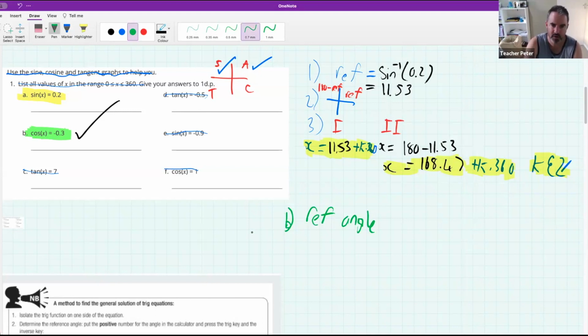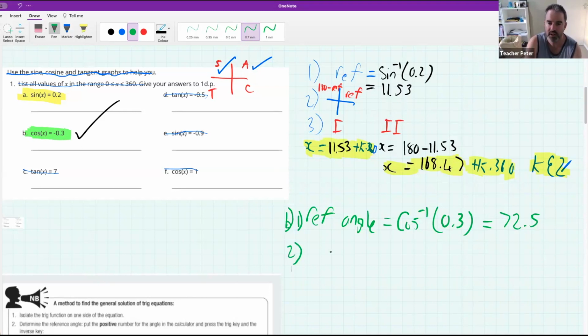So the reference angle that I'm getting from the class, the important thing that I need people to notice is that you ignore the negative. Whenever you find the reference angle, you do not worry about the negative. And you should be getting 72.54, or 72.5 if we round off. Now, that was step one.